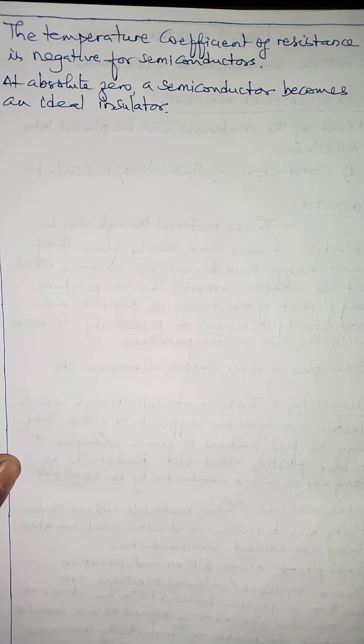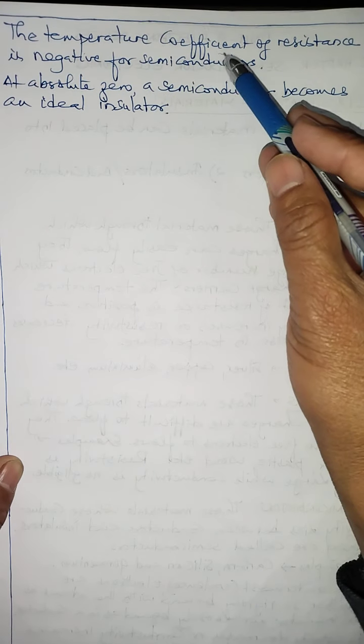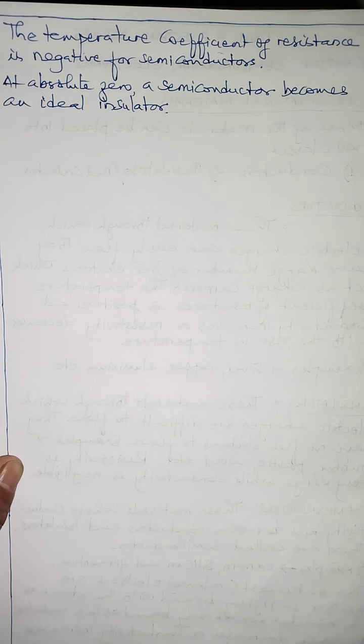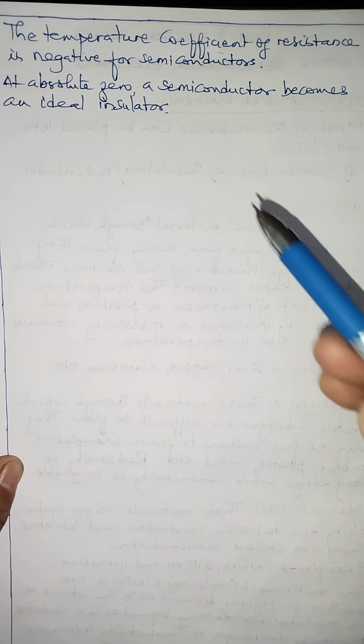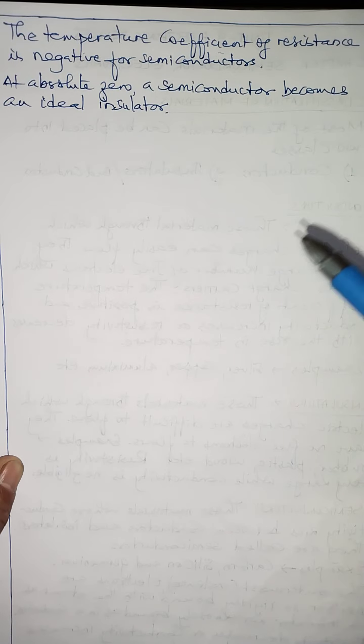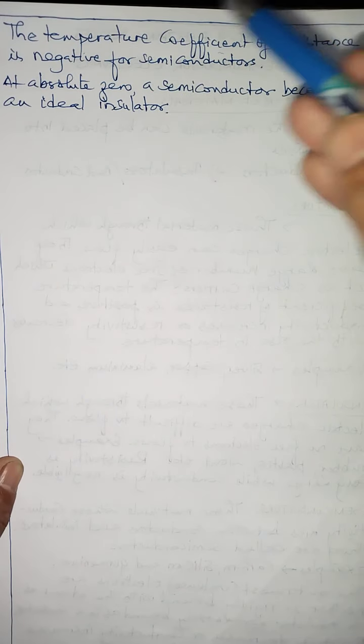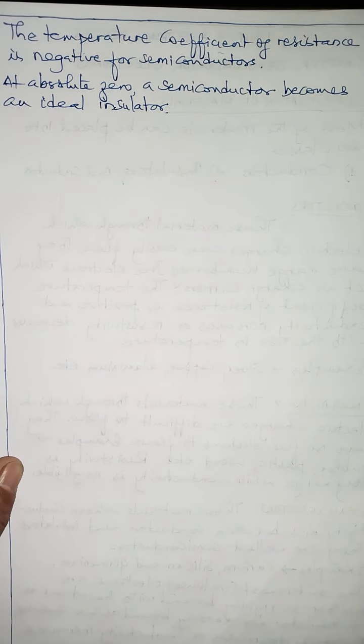So children, when temperature increases, resistance decreases. And since resistance and resistivity decrease with the increase in temperature, the temperature coefficient of resistance of a semiconductor is always negative. Because with the rise in temperature, instead of the resistance increasing as in a conductor, the semiconductor resistance decreases. This is just opposite to a conductor.